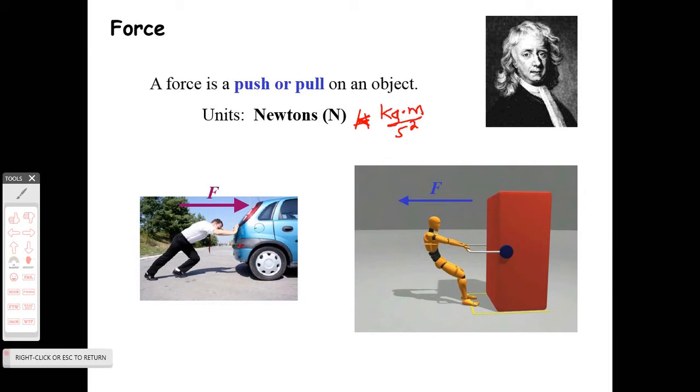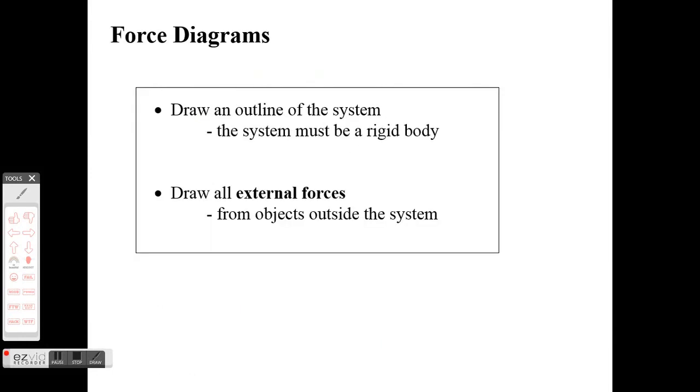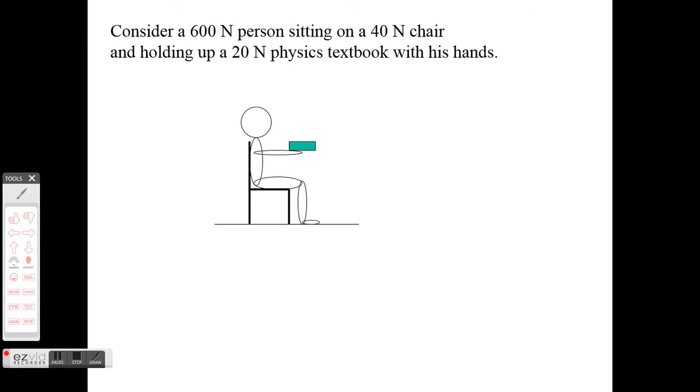All right. We're going to draw some force diagrams, and that's how we can make sure we understand all of the external forces, which means forces outside of the system, and we draw them for systems which are rigid bodies. Okay, so even if we add a human, we're assuming it's a non-moving human, at least when we're drawing the forces on it. So we've got this lovely person sitting in a chair, 600 newtons, 40 newton chair, 20 newton physics textbooks.